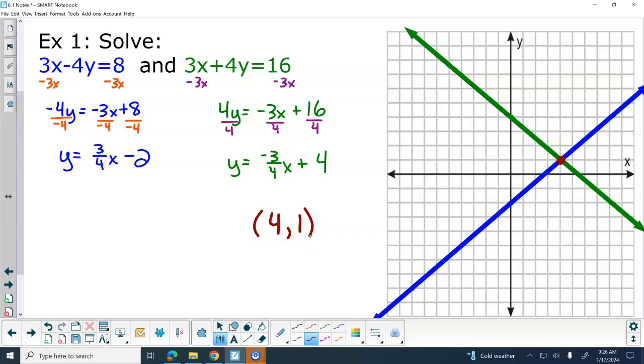Now, if there was only a way that we could very quickly check to make sure that 4, 1 is truly the answer, we can plug it back in. We're going to plug in 4 for x, 1 for y. 3 times 4 is 12. 4 times 1 is 4. 12 minus 4 is 8. Checks in the blue. 3 times 4 is 12. 4 times 1 is 4. 12 plus 4 is 16. It checks in the green, so that is our solution.